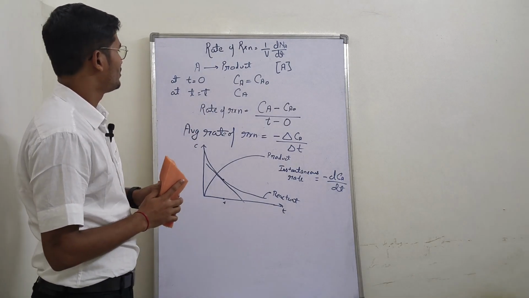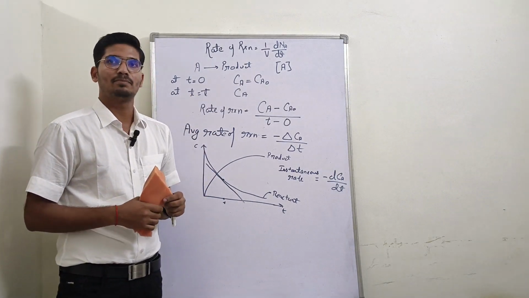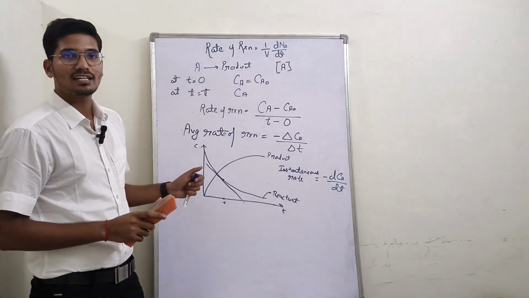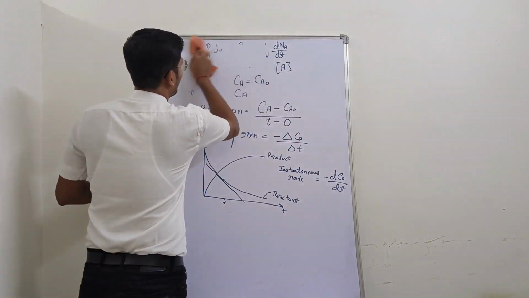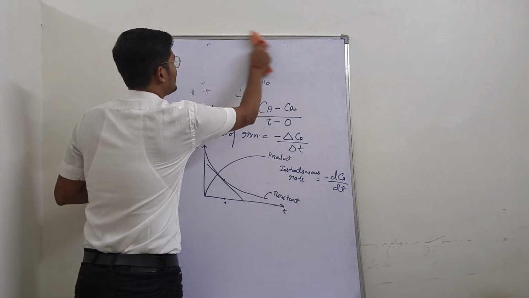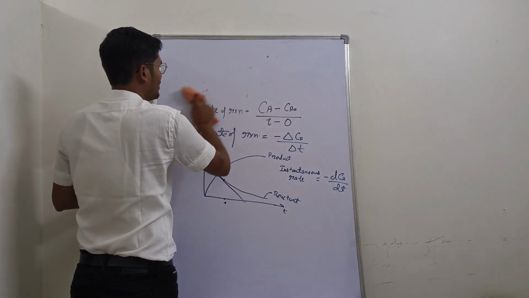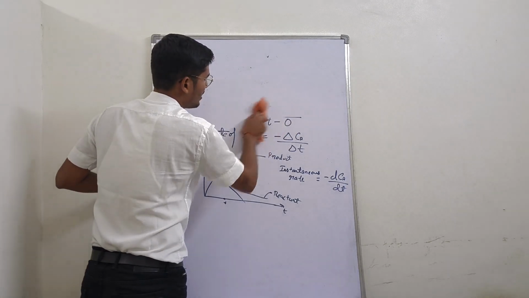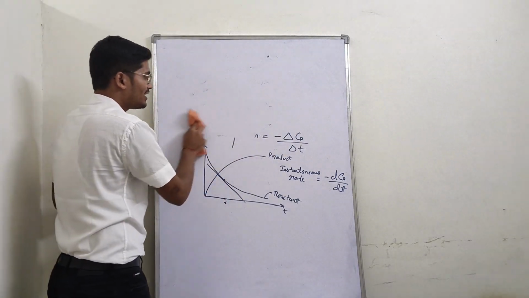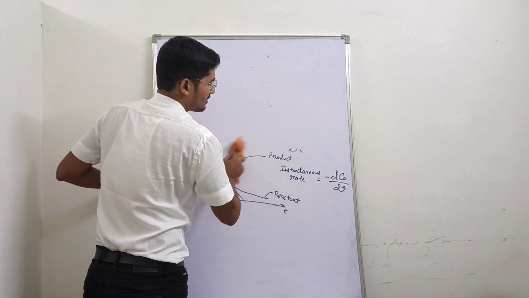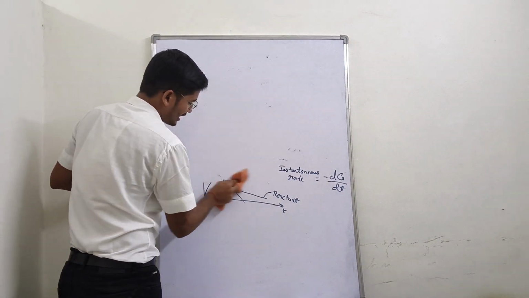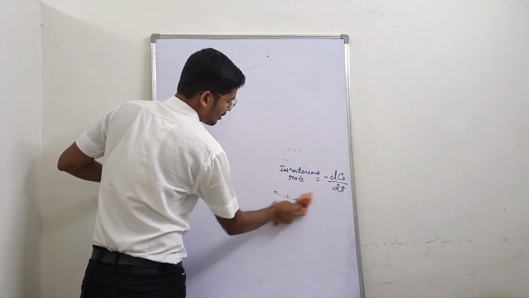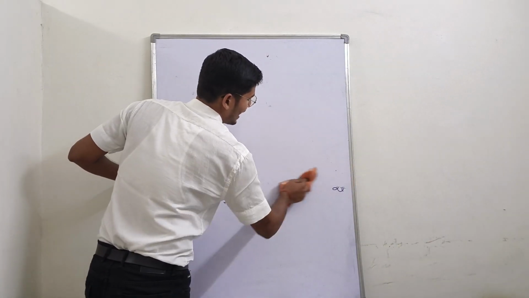Now, without wasting time, let's go deep. The main crux of this chapter is rate law. What is rate law? Rate law is the experimental expression. Meanwhile, I'm telling the definition: the rate law is the experimental expression of rate of reaction in terms of reactants. It tells about the rate of reaction in terms of reactants.